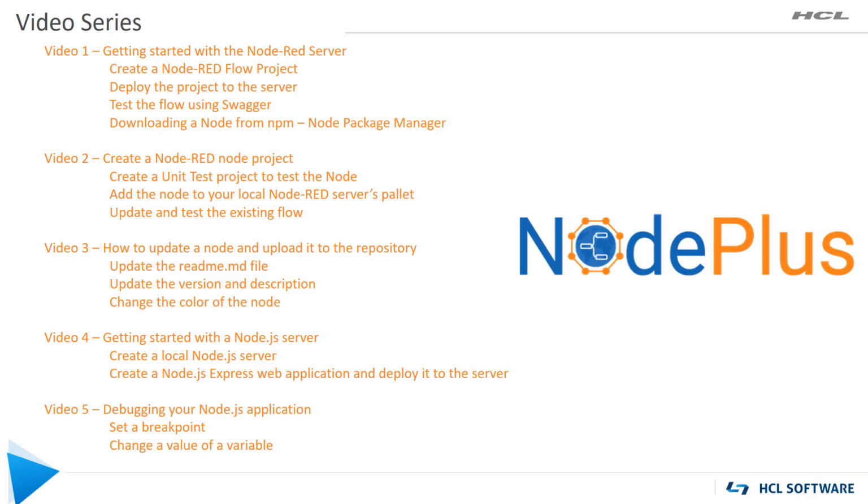This is the second video in a 5-part series that will demonstrate several of the features of NodePlus. In the first video, we added a node to convert text to lowercase and created a flow to test it. In this video, we will create an uppercase node, create a unit test to test the node, add the node to the local NodeRed server's palette to update the flow for the uppercase conversion.